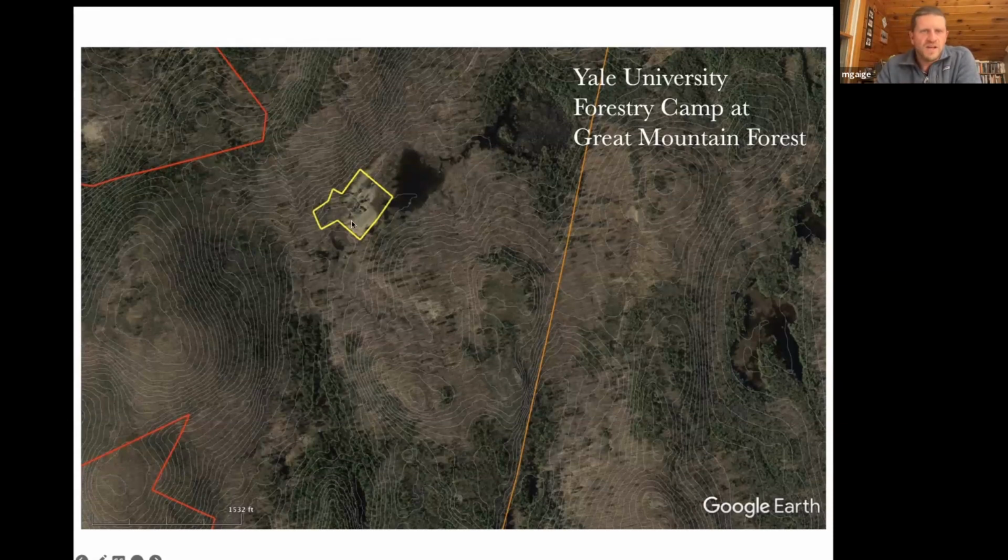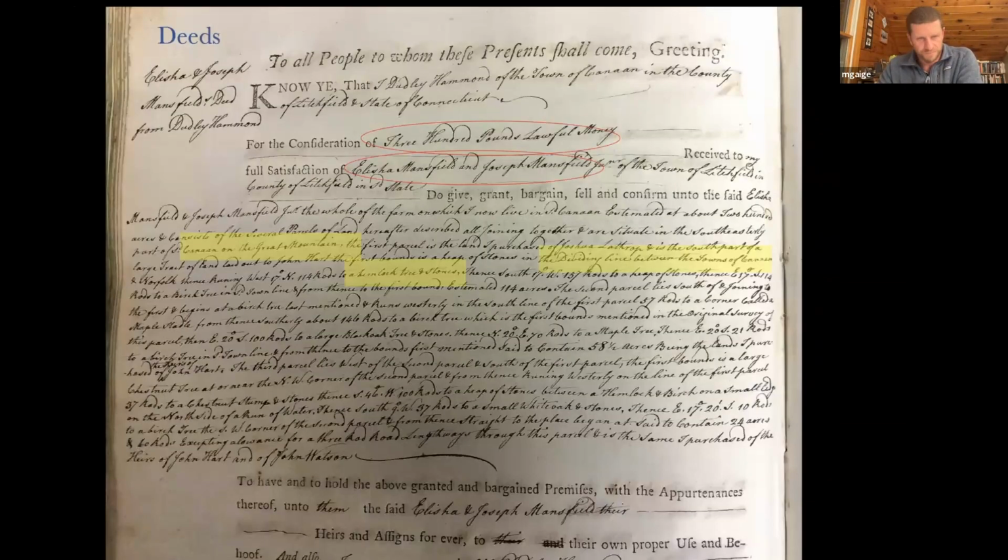This is a little 8-acre inholding in a place in Northwest Connecticut called Great Mountain Forest, and Yale University owns a little patch in here. It used to be a farm back in the day. Now they have a kind of classroom there that was built in 1940, and kind of a forestry camp. And so my job here was to try to reconstruct what this place looked like when it was a farm.